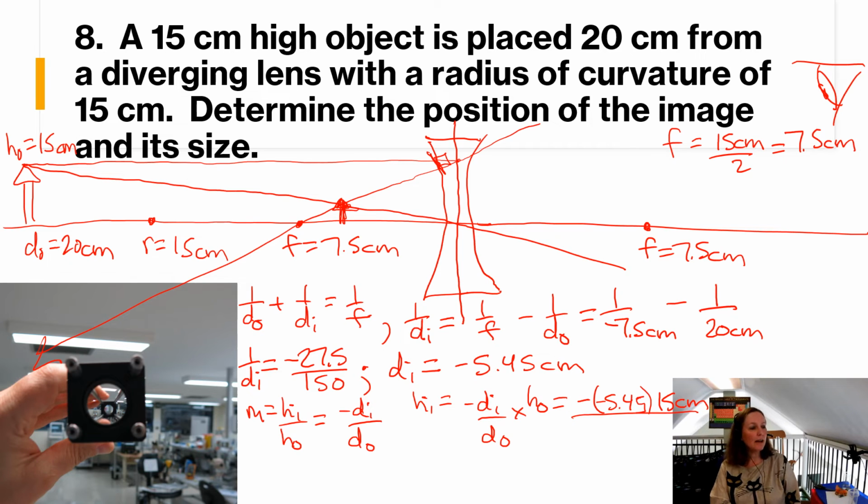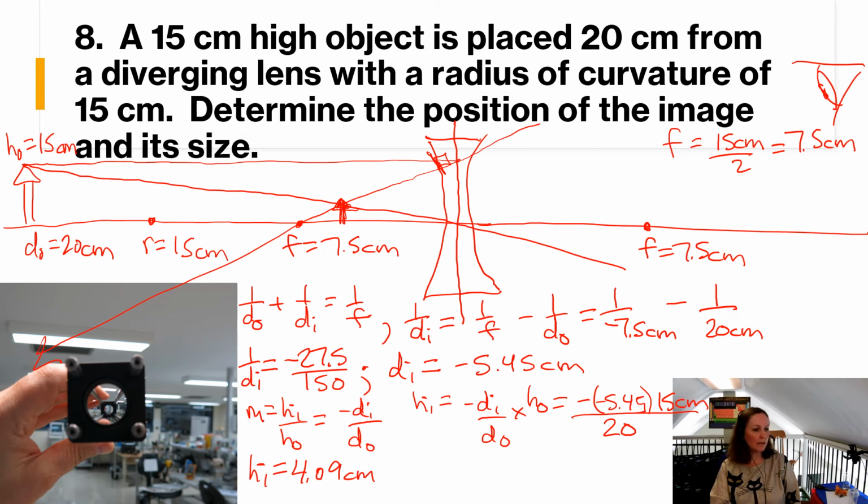And then we also have the distance of the object, which is 20. So our height of our image, if we use our calculator, if I did what I was supposed to do, punching it in, I got 4.09 centimeters.